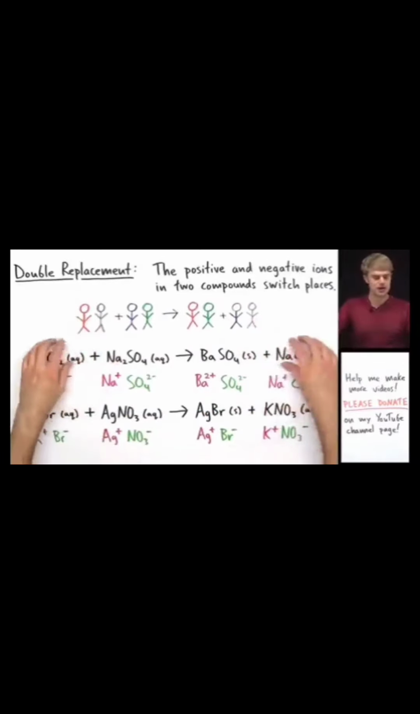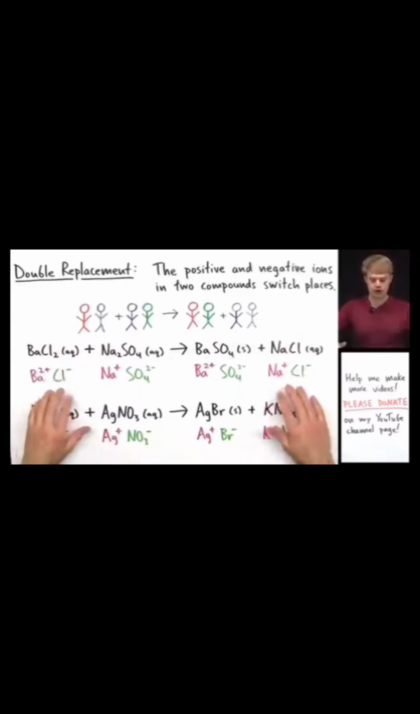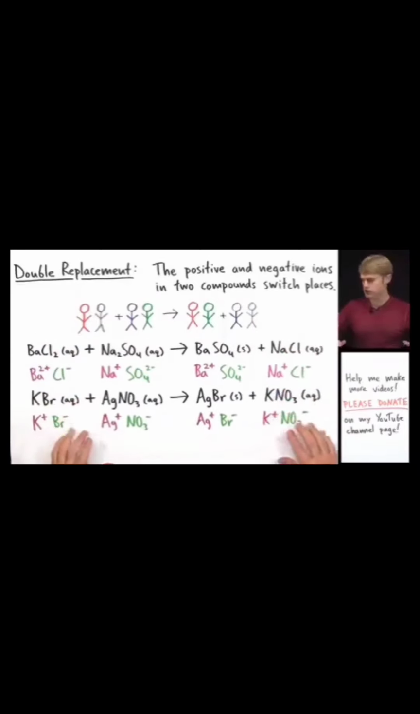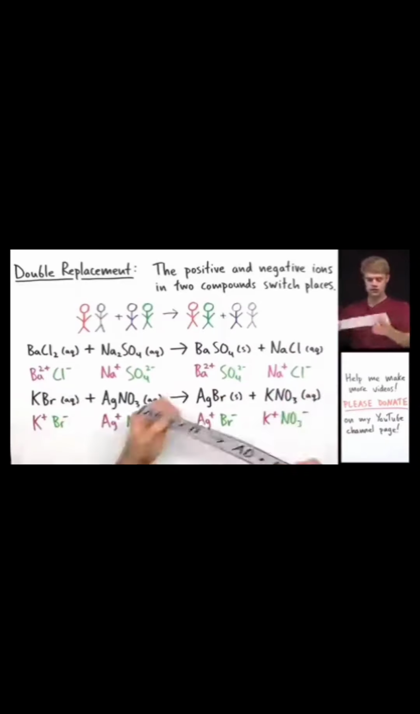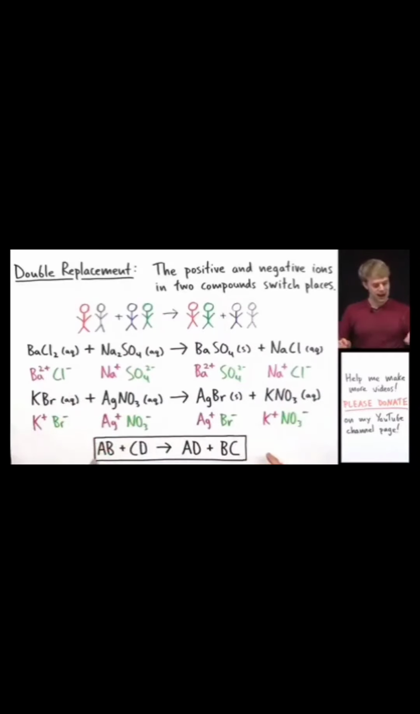So that is a double replacement reaction, and if we wanted to come up with a general or generic way to explain it, we could use this reaction here, where we have AB, where A and B are paired up, plus CD, where C and D are paired up, and then they switch partners to give us AD and BC. So that is a double replacement reaction.